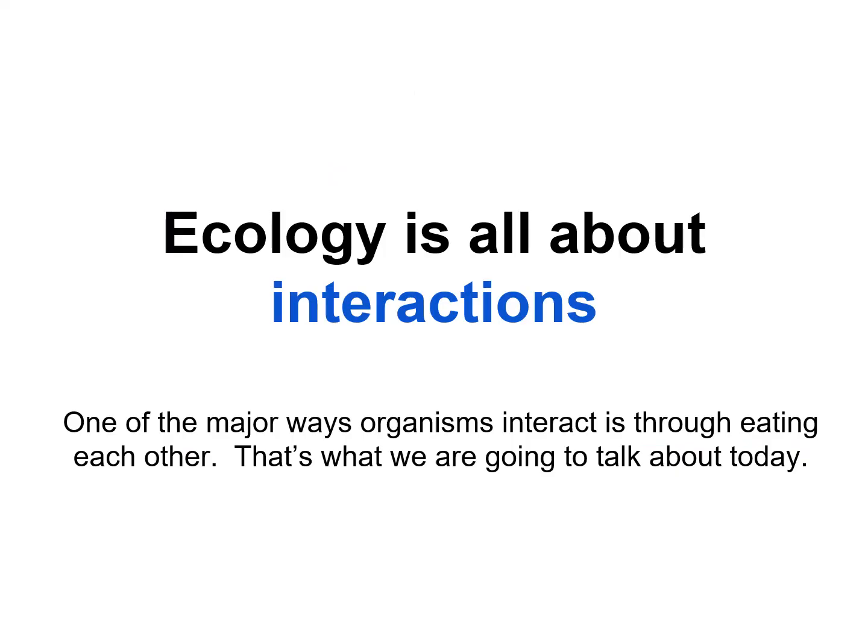So one of the main things that we're going to focus on, in terms of ecology being interactions, and one of the main ways organisms interact with each other, is by eating. That's what we're going to talk about. Something's got to eat something. That's how we're going to get energy. That's how things are going to survive. So to do that, we're going to talk about trophic levels.